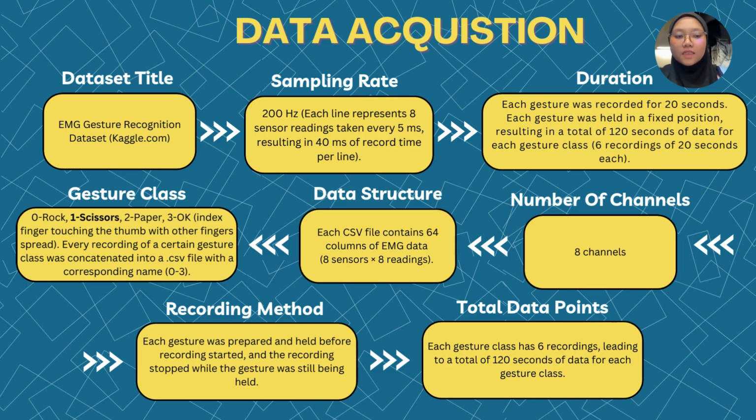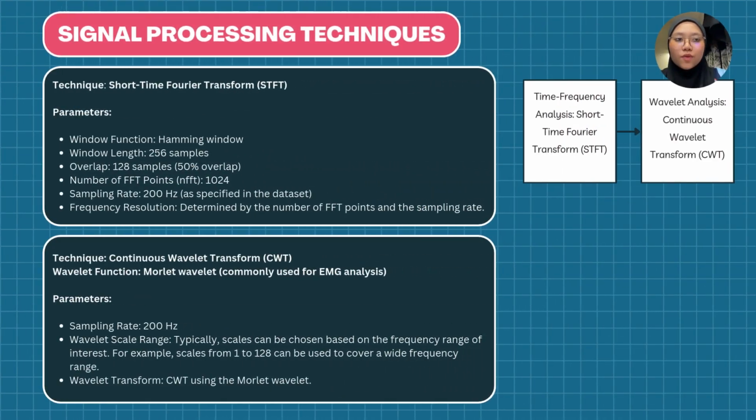With this understanding of the dataset and acquisition process, let's move on to the techniques we use to analyze the EMG signals. We use 2 advanced signal processing techniques, which are short-time Fourier transform (STFT) and continuous wavelet transform (CWT). The STFT divides the signal into short overlapping segments using a Hamming window of 256 samples with a 50% overlap. A 1024-point FFT is applied to each segment, enabling us to observe how the frequency components of the signal vary over time.